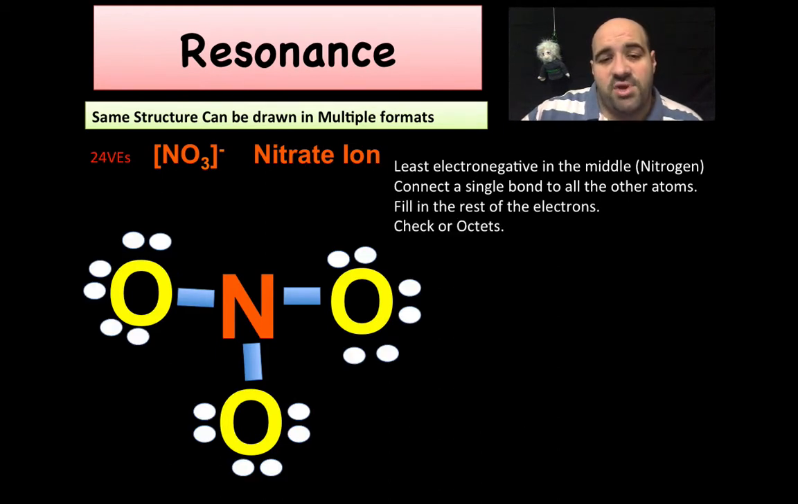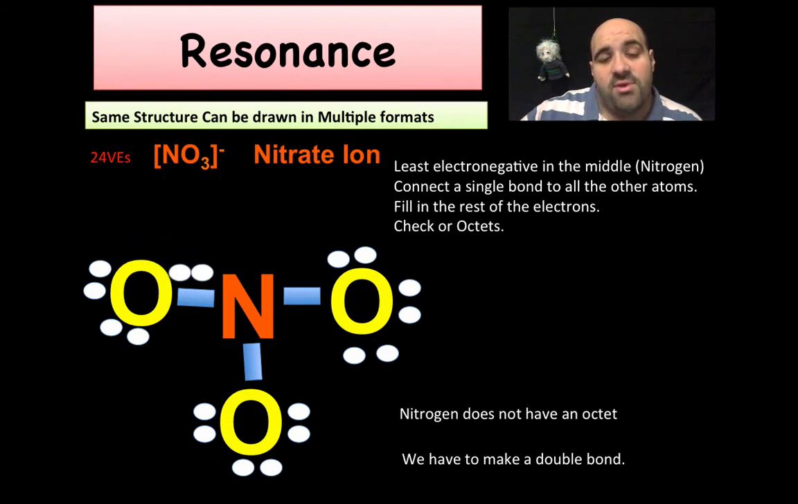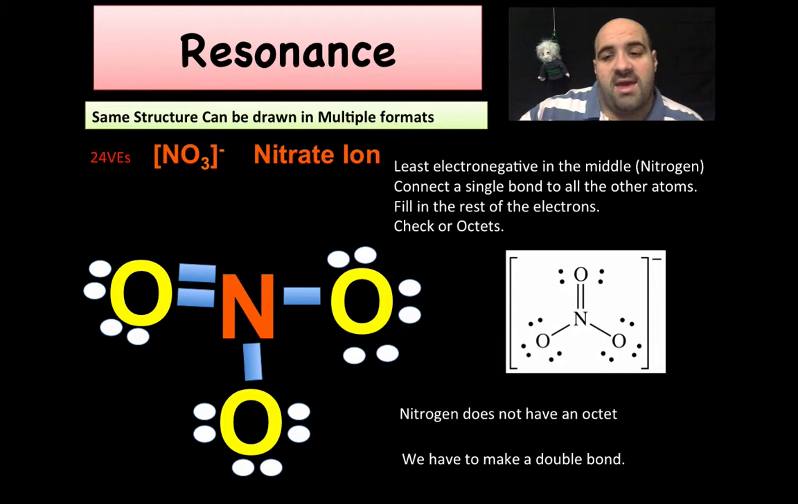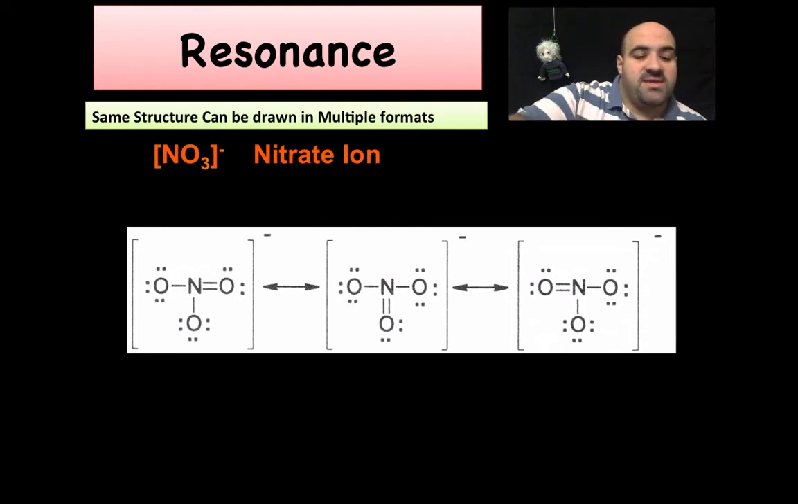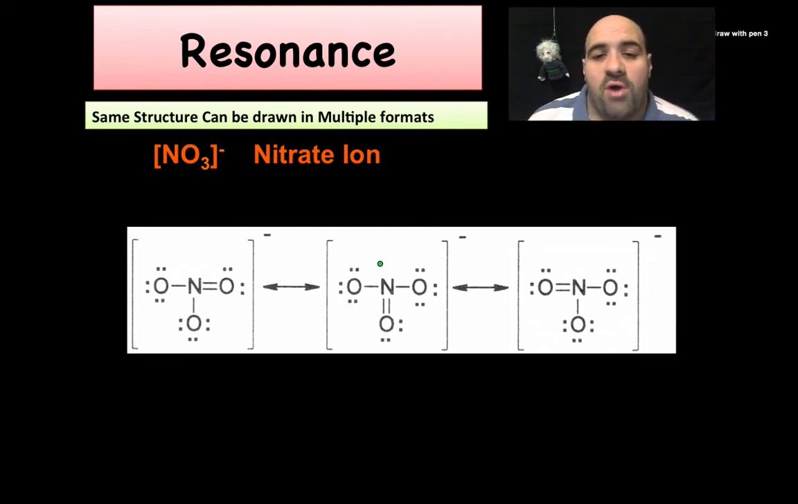And this is a cleaner version of it. Nitrogen doesn't have an octet, so we have to make the double bond. Those slide down, and we end up with a double bond there. And that's a cleaned up version of it. But we have to draw 3 full diagrams of this. You have to draw all 3 structures and indicate it with a double-sided arrow.